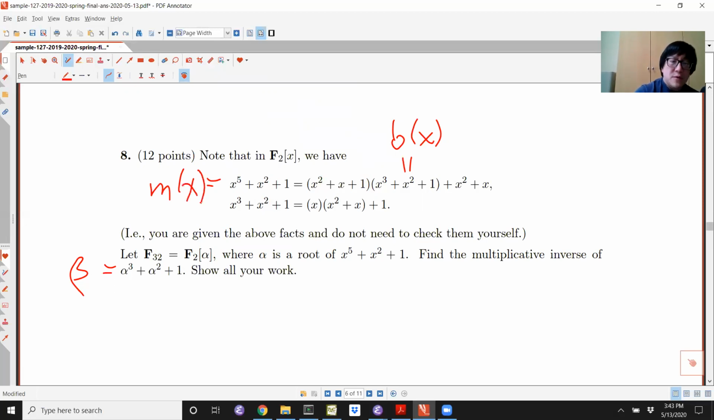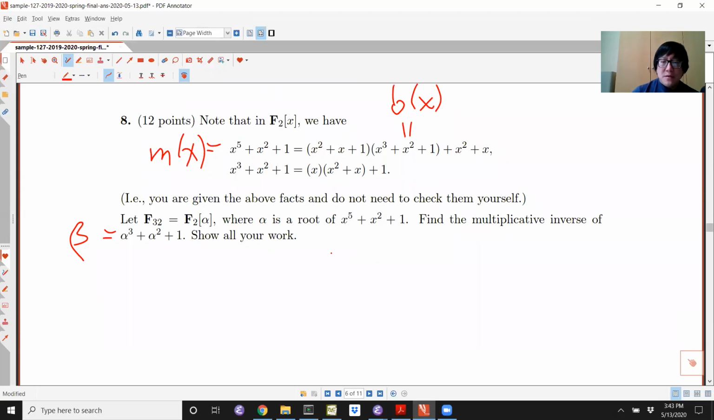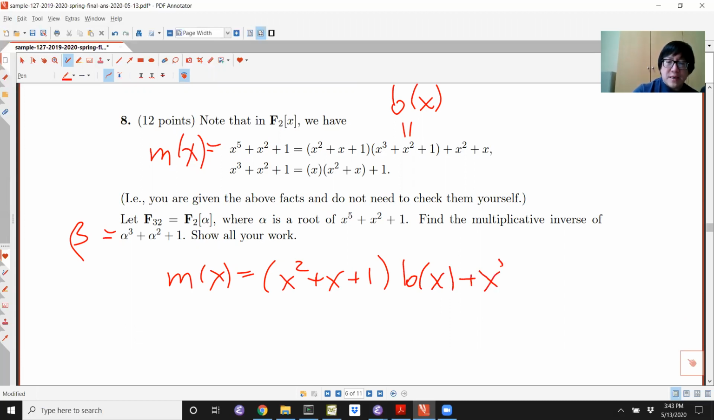M of x, there we go. So what we have here, and I'll put in an extra step actually. The first equation says m of x is equal to x squared plus x plus 1 times b of x with a remainder of x squared plus x. Actually, this first step is not necessary. All I'm doing is copying over the first equation, so I didn't really need to do that.